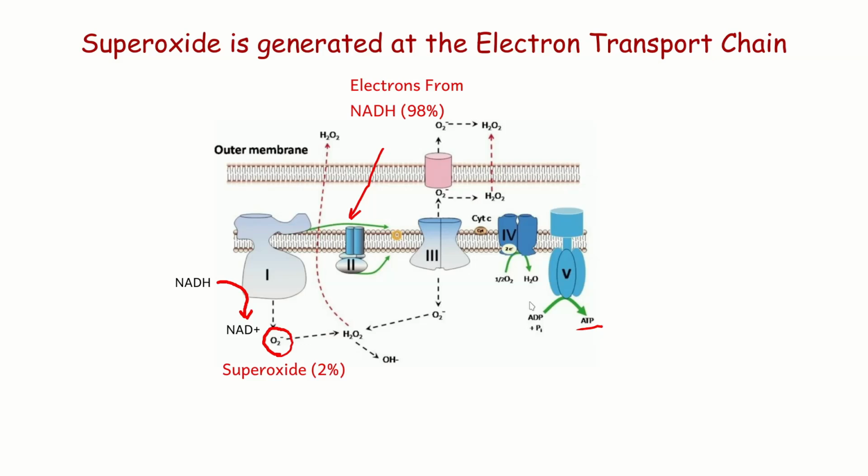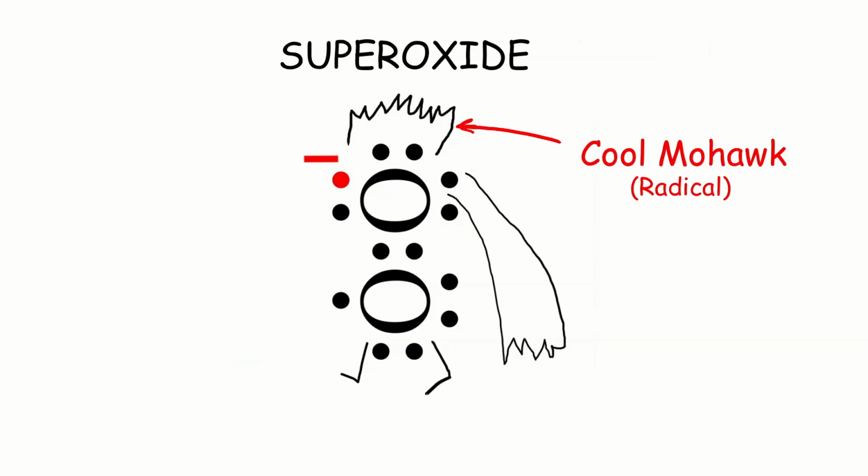But yet, I said 98% come through here, and 2% of them come out as superoxide. It's probably not really 2%. That number's probably high. On average, it might be less than 1%, but it's some non-zero number that is an important number. So what is superoxide?